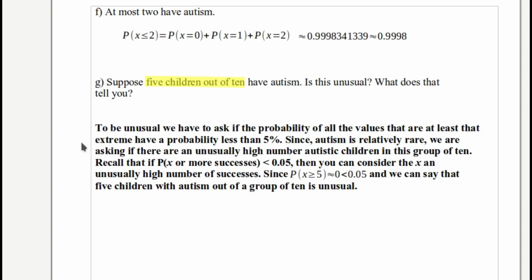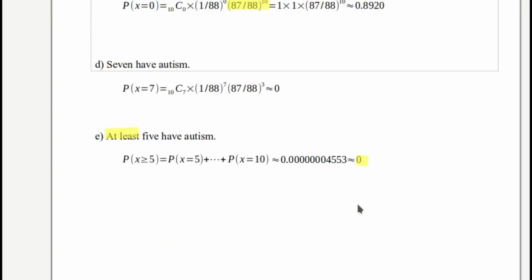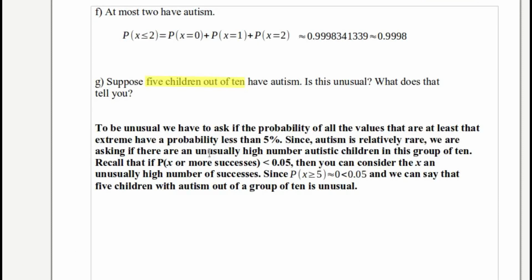To be unusual, we have to ask if the probability of all the values that are at least that extreme is less than 5%. Remember that on the previous page, in example E, we were asked for at least 5, so at least that extreme: 5, 6, 7, 8, 9, 10. We got a probability of 0%. So is the probability of being at least that extreme less than 5%? Yes, and that's because autism is relatively rare. We computed that probability and we got 0, which is less than 5%. So clearly 50% is unusual.